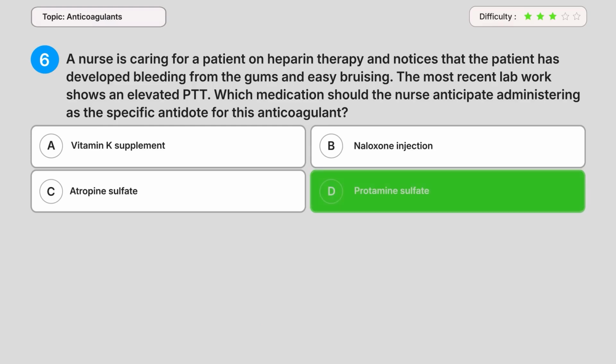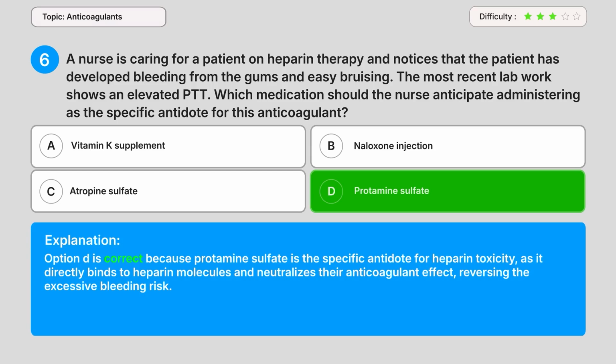Correct answer, D. Protamine sulfate. Explanation: option D is correct because protamine sulfate is the specific antidote for heparin toxicity, as it directly binds to heparin molecules and neutralizes their anticoagulant effect, reversing the excessive bleeding risk.